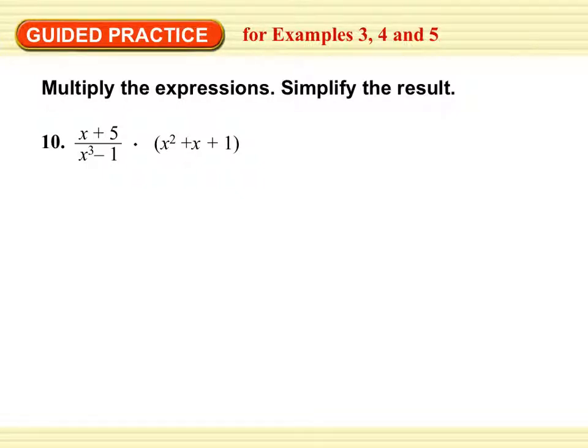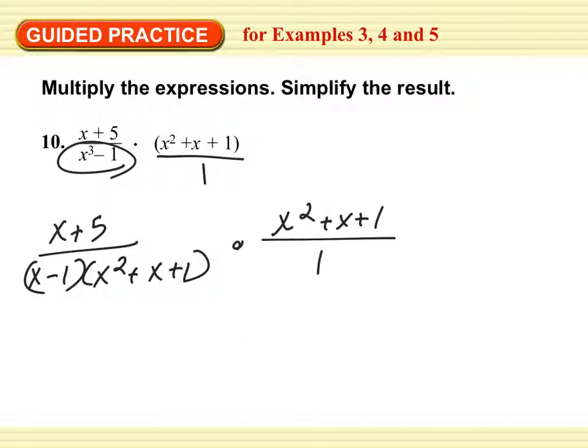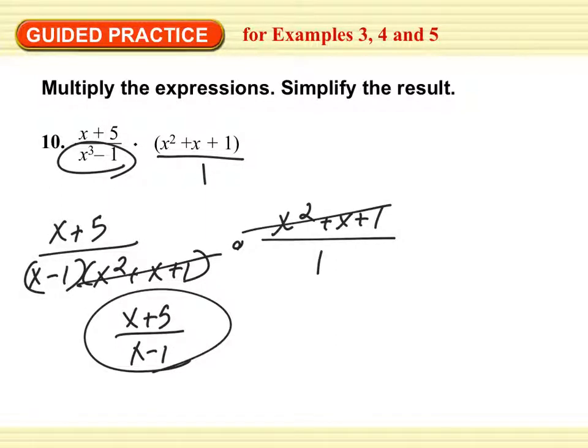And 10. Okay, I put that over 1 just so it looks better. Here's the difference of perfect cubes. That gives me x minus 1, x squared plus x plus 1 times, can't do much with that, but I know I can do this now, which is cool. X plus 5 over x minus 1.